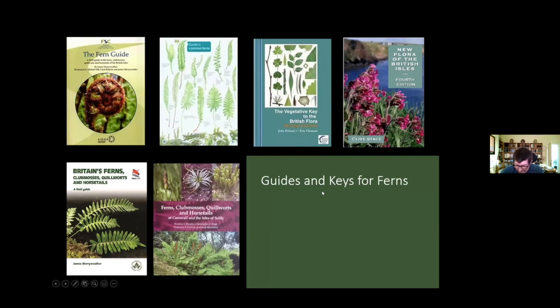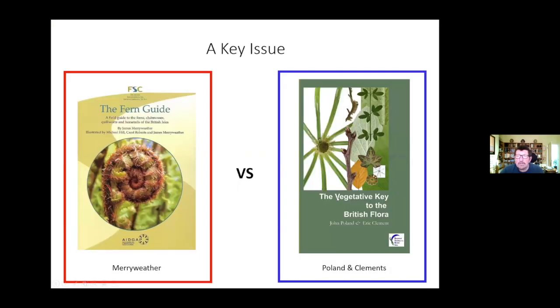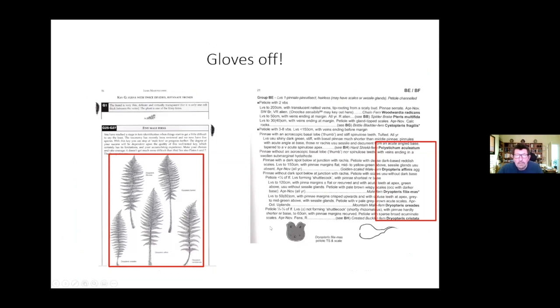So back to some keys. These keys have a major problem. This is a key issue. Right, now over in the red corner we have Merryweather and his fern guide. In the blue corner we have Poland and Clement, and these two are going to have a punch-up. So, gloves off. Here's Merryweather and here's Poland and Clement.